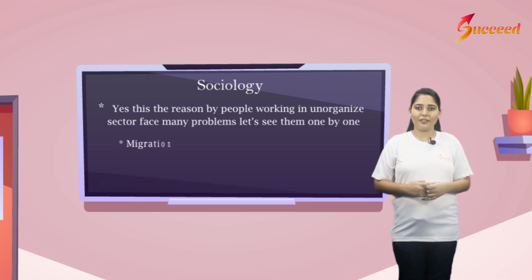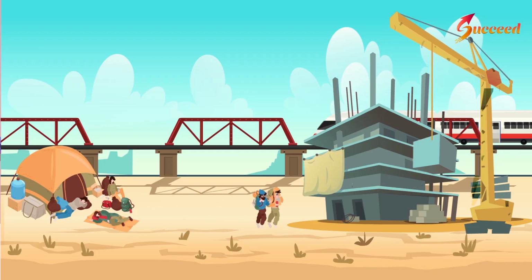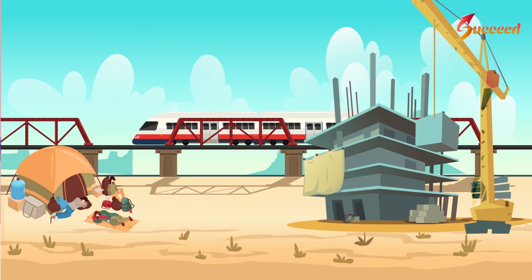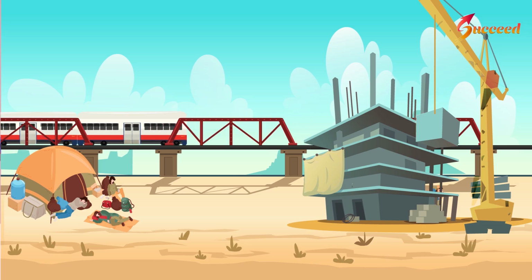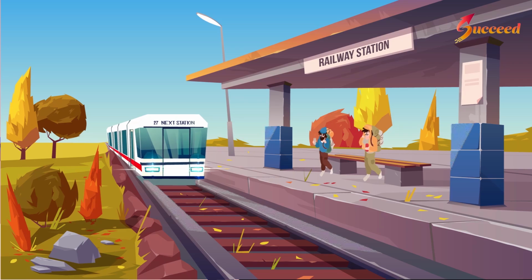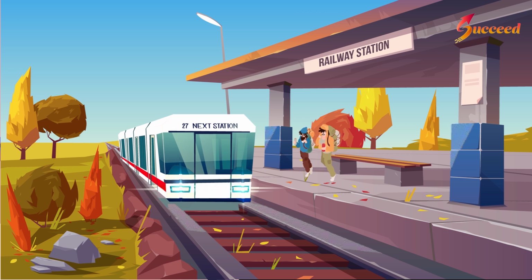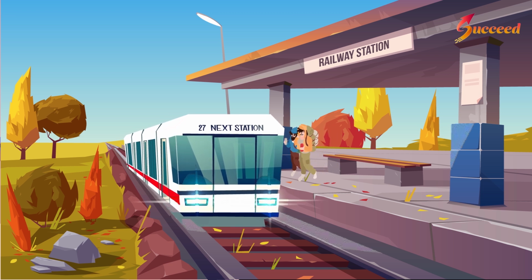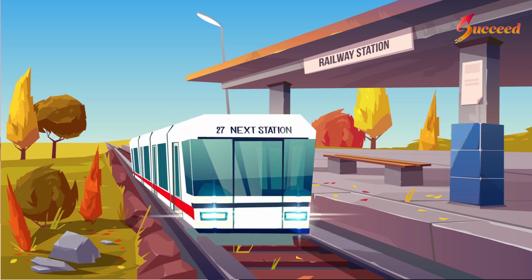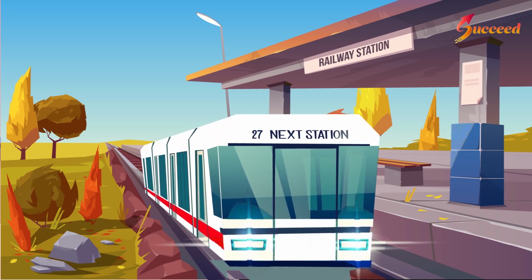First, migration. Laborers working in unorganized sector have to migrate from one place to another very often. They have to go miles and kilometers to search for a job. They are working at one place, but they don't know how long they are going to work there. So they have to go to far away places to search for a job.